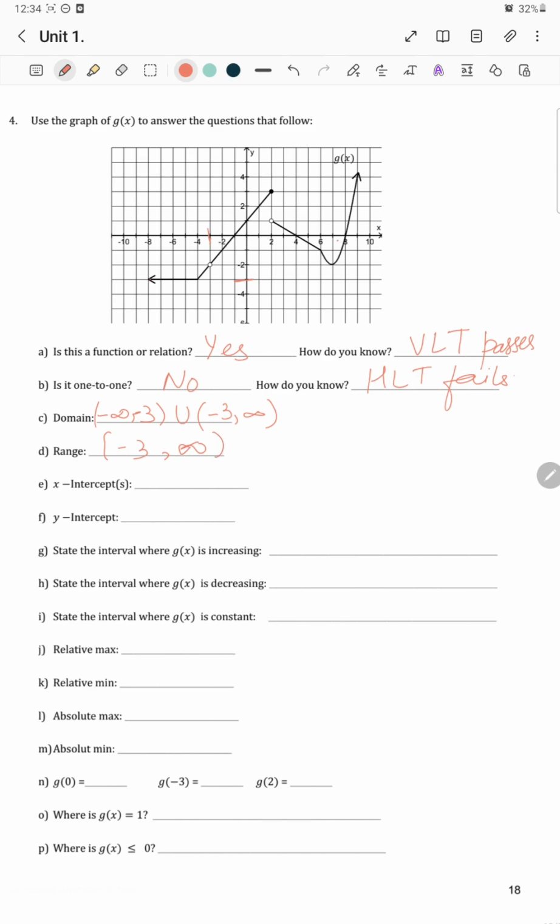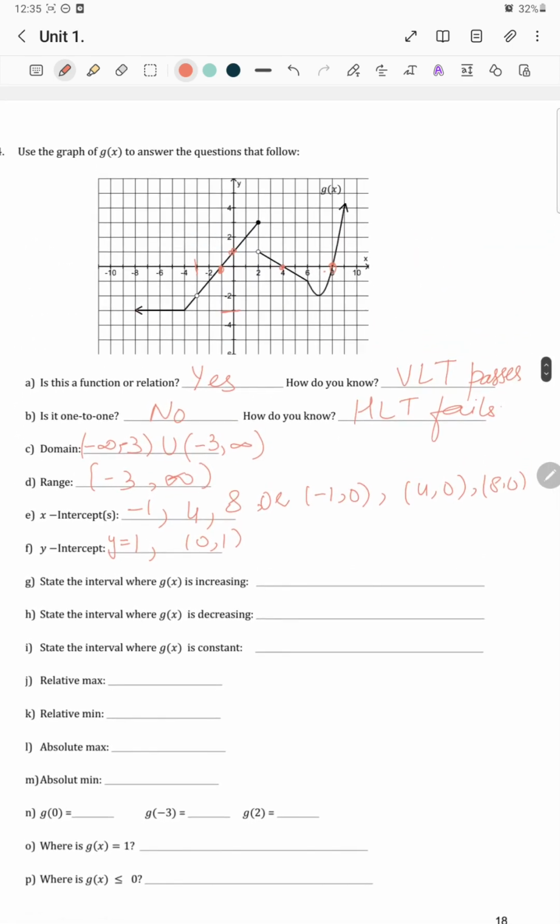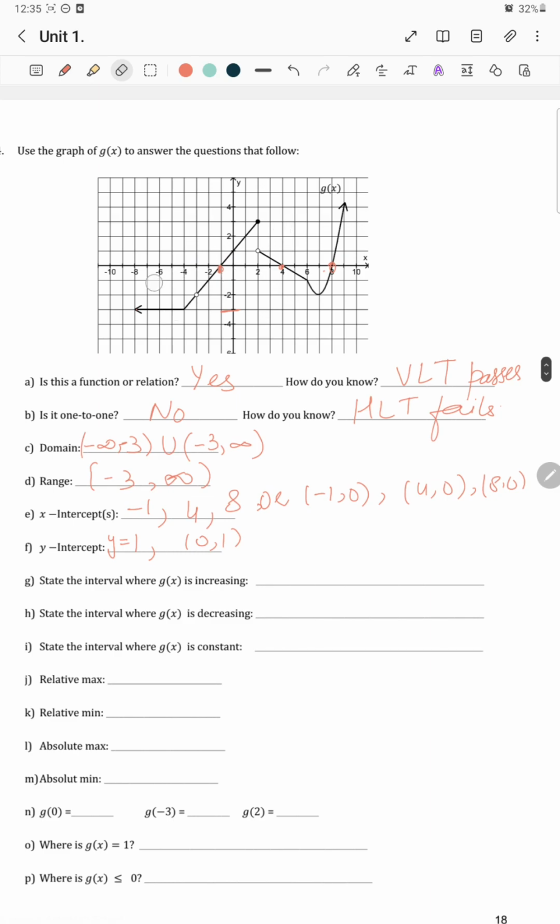X-intercept: points crossing the x-axis. Y-intercept: points crossing the y-axis, y is equal to 1. Okay. State the interval where g of x is increasing. Increasing means going upwards.